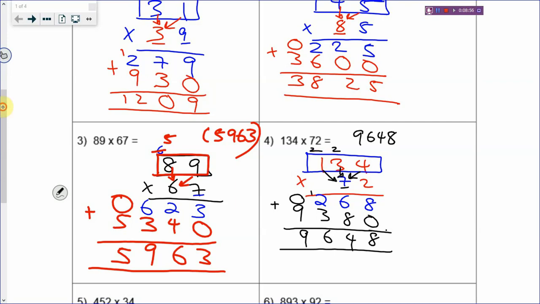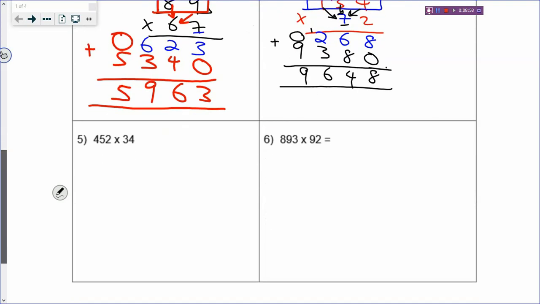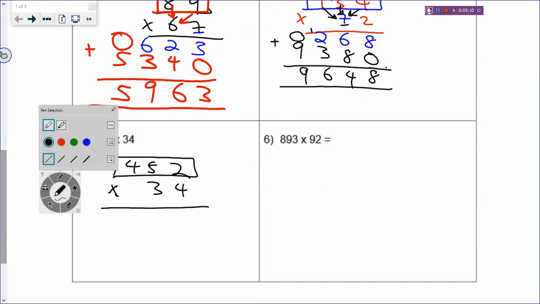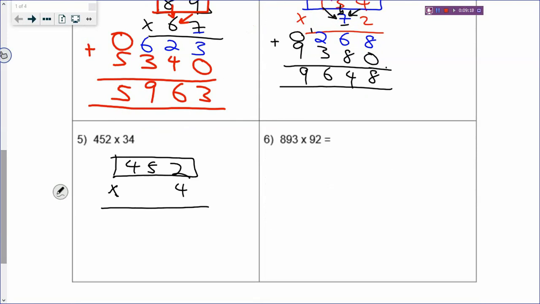Alright, let's do one more. Okay, let's do one more example. Alright, so you have 452 times 34. So 452. And you multiply by 34. So always look at the top number to multiply. Alright, and if you're confused how to multiply, what do you do? Remove the 3 first. Okay, remove the 3, and then you now multiply by 4 first. So you have 452 times 4, right?